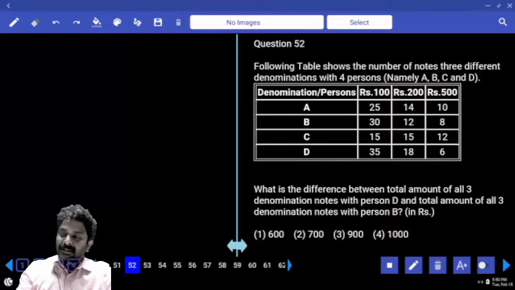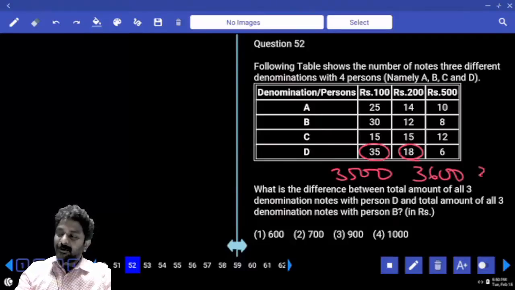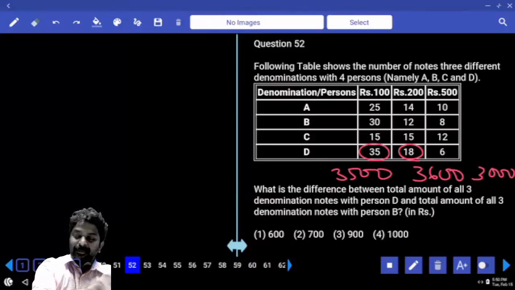Right, D: 3 500 rupee notes, that is 3500. 18 200 rupee notes, 3600. 6 500 rupee notes. Total: 3500 plus 3600 plus 3000, total 10,100.